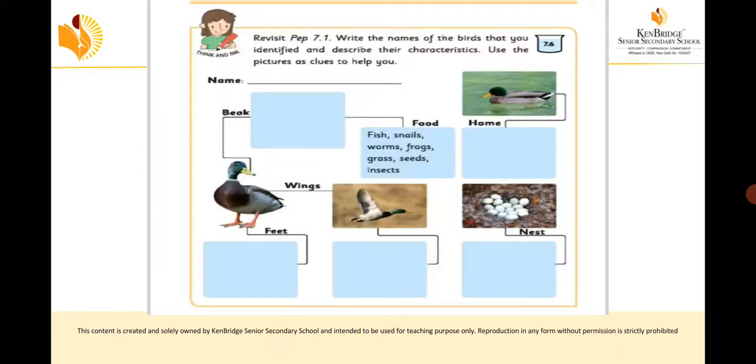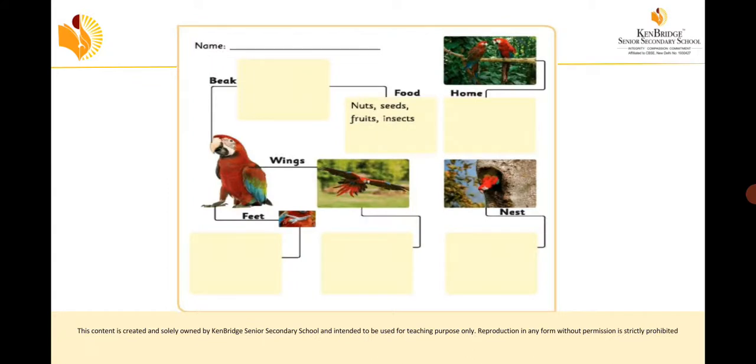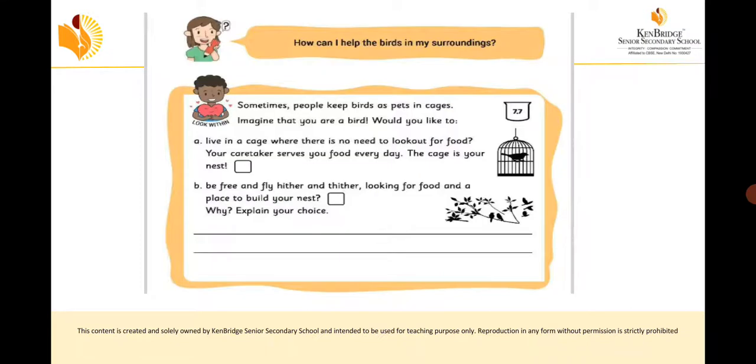Next we are going to see one activity, 7.6. See this: name, beak, feet, wings. They have given some birds. You should name the birds, write the name here, and what type of beak, feet, and wings it has. Like that you should complete this. This also: what is the type of bird? Write the name of the bird. See the beak, feathers, and feet and write it. The next one: how can I help the birds in my surroundings? Can you think whether you are helping the birds?